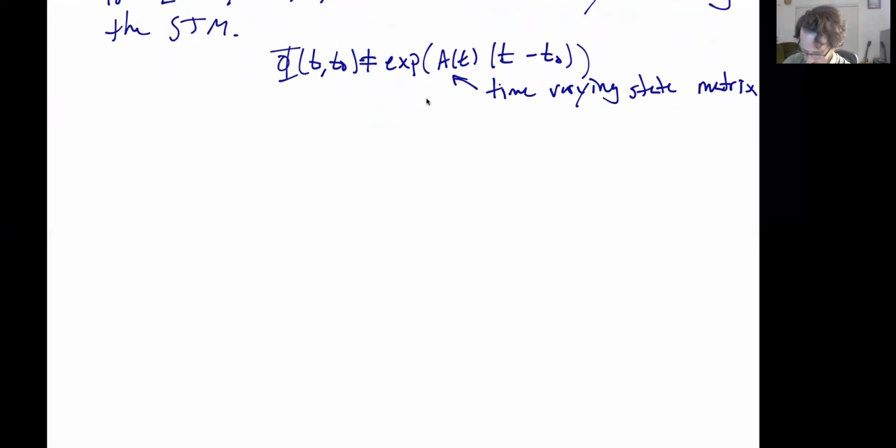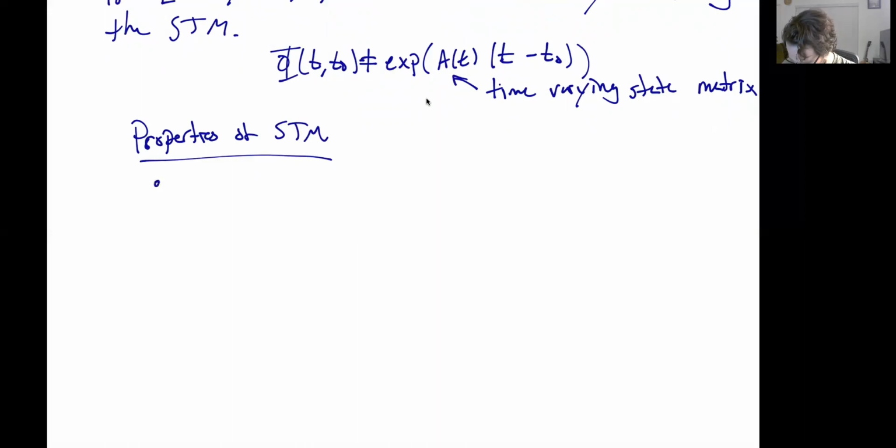There are some more properties of the state transition matrix that I'll just list out. I won't ask you to prove one in the homework, but I might ask you to show that one holds in the homework. So some properties of state transition matrices are the following. The first one being an identity property. Namely, if we have the state transition matrix phi of t naught and t naught, then this is just equal to the identity.